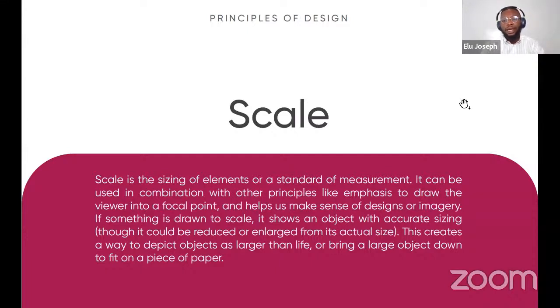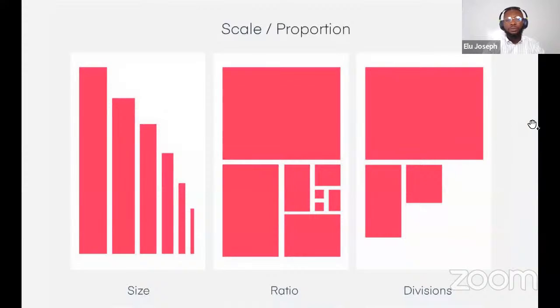So scale can help hierarchy. Scale can also help contrast. Scale can also help balance. And scale can also help emphasis. So you see how they all work hand in hand. There's no one element or no one principle that I've mentioned now that doesn't have a connection to the other.